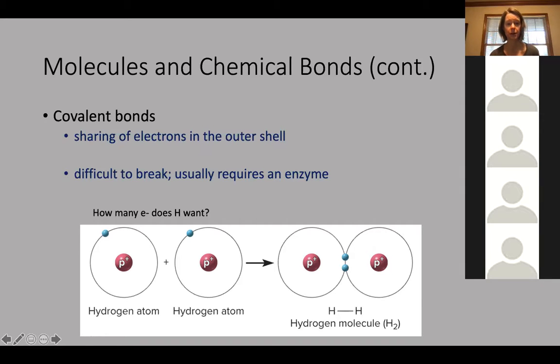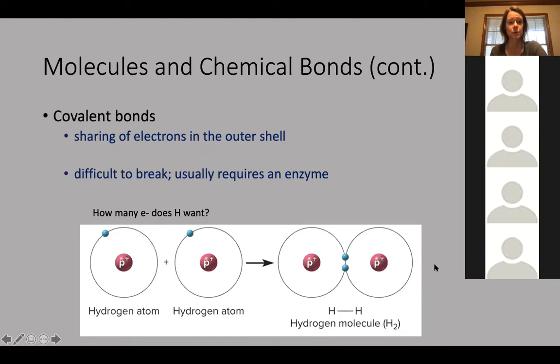It's really hard to break. The sharing is very strong, I guess. They're good sharers. So it usually requires some kind of enzyme, which we'll get into in a little bit, but those are proteins that help speed up some reactions. So really hard to break. They're really strong, and they involve sharing of electrons. Those are the main take-home messages of covalent bonds.